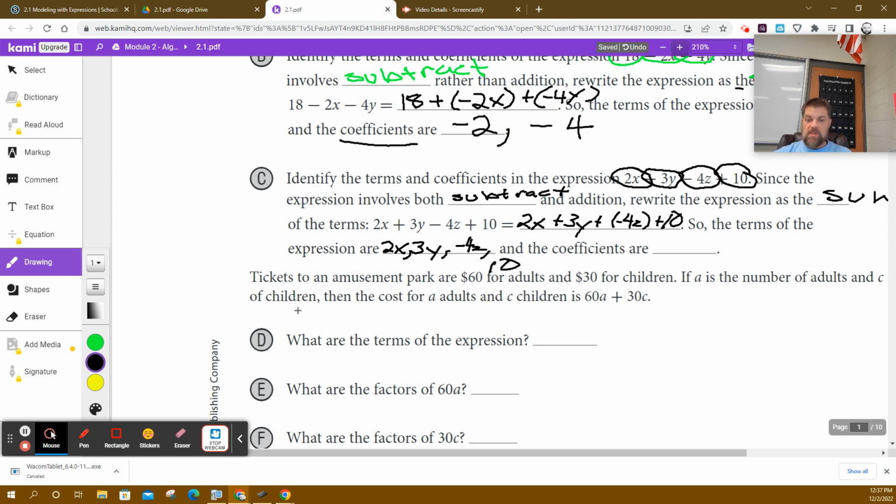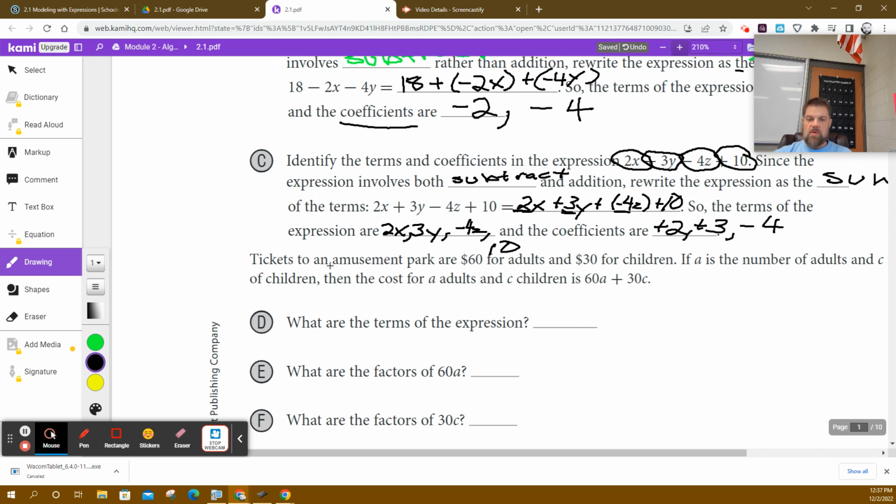What are the coefficients? The coefficients are the numbers in front of the letters. So they are positive 2. I'm writing down the positive 2 so you guys realize it's a positive 2. Positive 3 and negative 4.